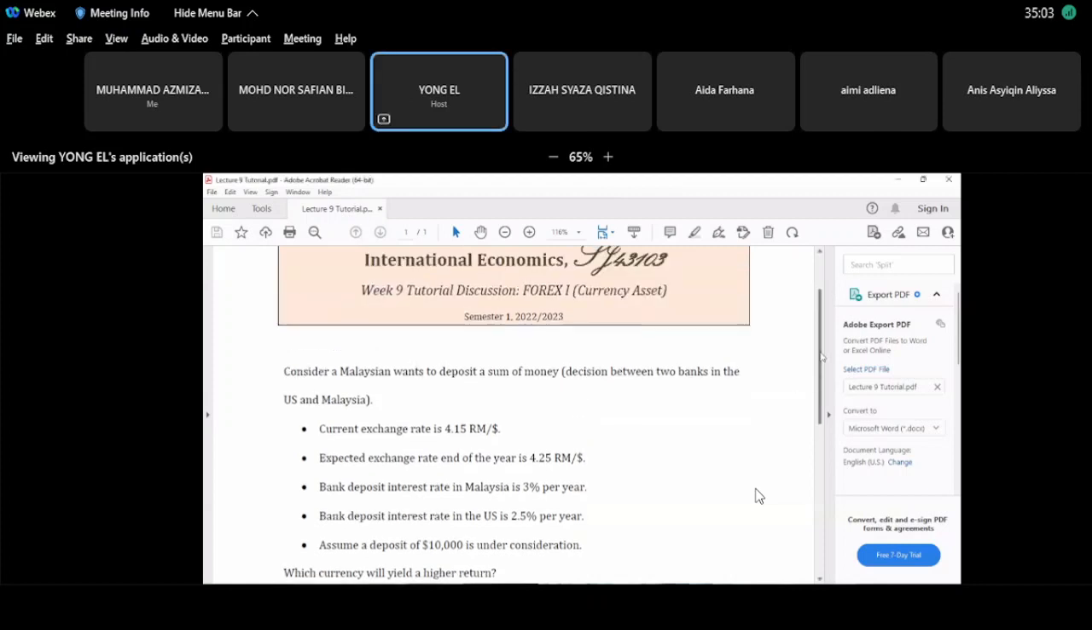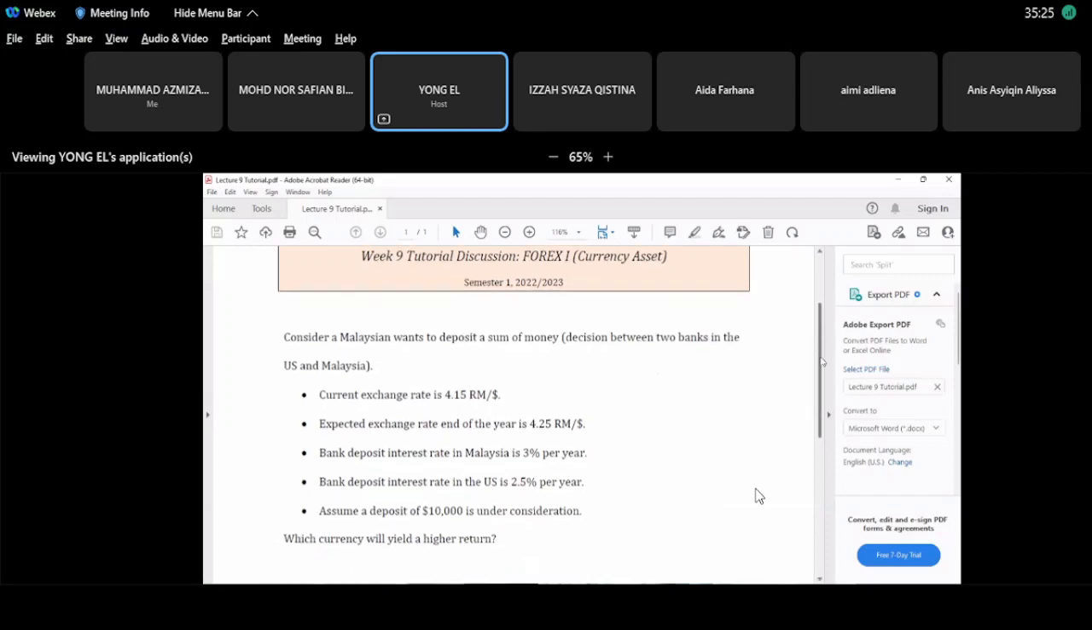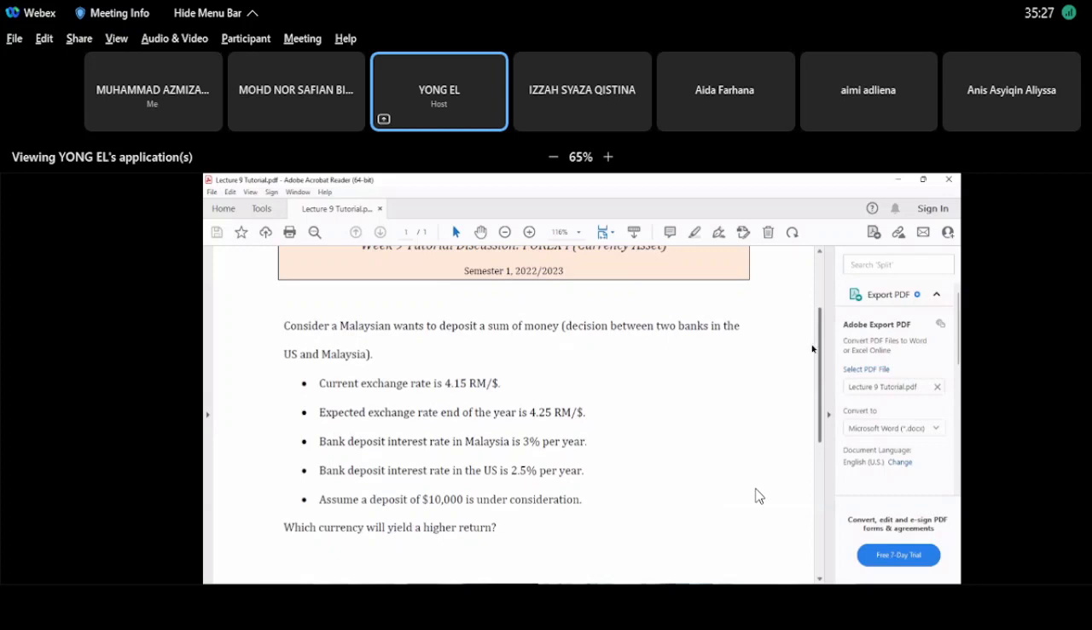Just to introduce, for this tutorial's problem, if you look at the lecture notes last week, we have 6 cases of calculations. The last case is something that we haven't discussed, and I said I will discuss the last case in the tutorials this week. If you read the questions carefully here, the information provided on this slide is actually similar to case number 6 on the lecture notes.